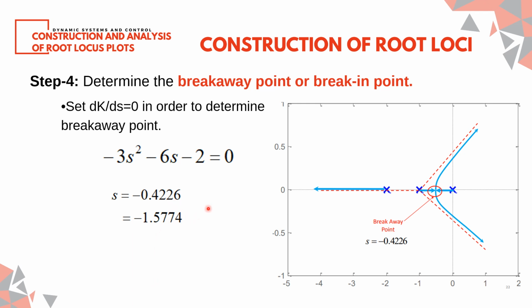We can now plot the breakaway point in the root locus plot. From the solutions of dk over ds, only negative 0.4226 is located in the root locus, which is located here. So this is the actual breakaway point, because negative 1.5774 is located in the middle of negative 1 and negative 2, which is not a part of the root locus plot.